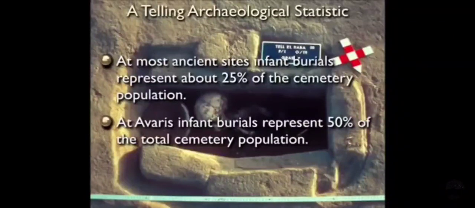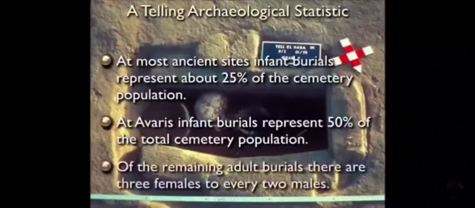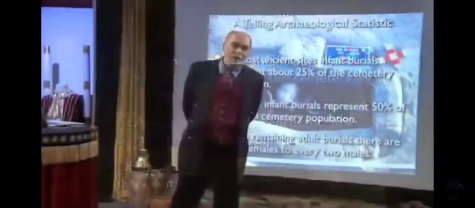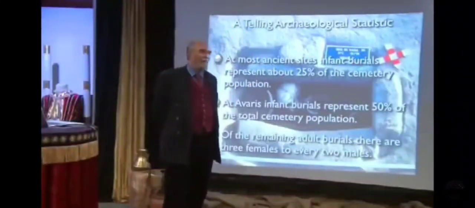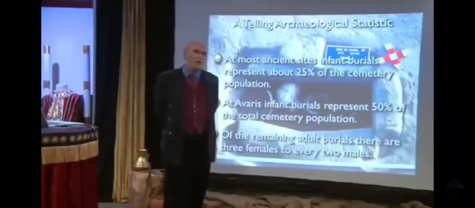And then, with the remaining adult population that are left over, of the remaining adult burials, there are 3 females to every 2 males. That tells me that these infants are mostly male, because there's a skew in the population. These slaves go from being 50-50 male and female to a strong bias towards female in adulthood. And we know what that story is.